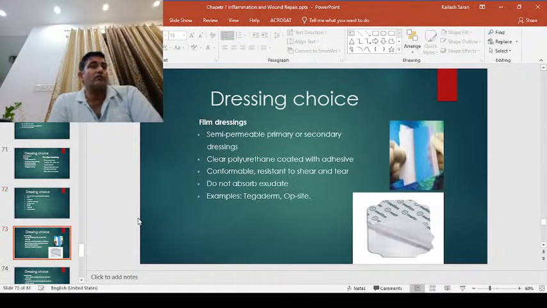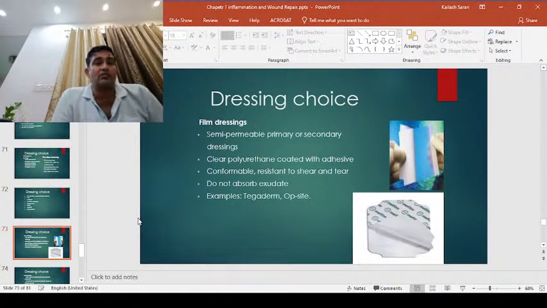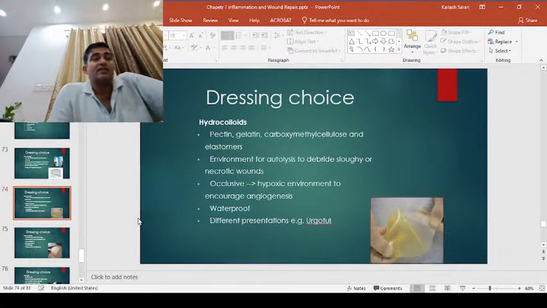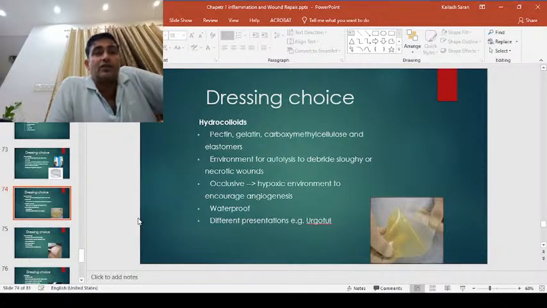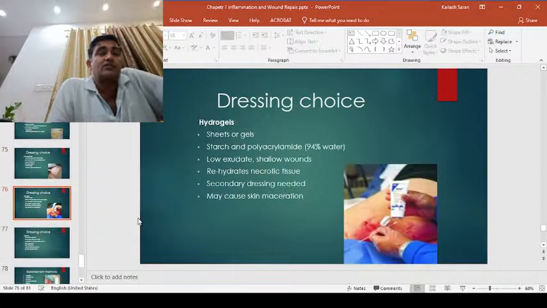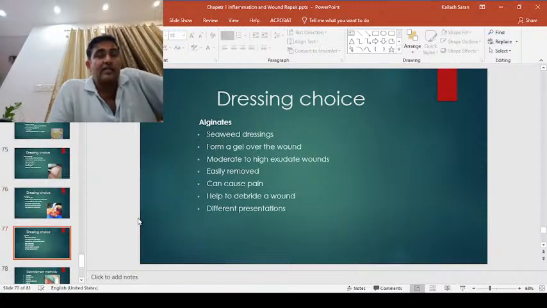Film dressings, this is an important question. They may give the diagram and ask what this is. Then the hydrocolloids: pectin, gelatin, carboxymethylcellulose. So this is for the sloughy wounds, so that's an important choice. This is foam dressing, it's semi-permeable. Important is hydrogel. Again, it's for low exudate, shallow wounds. Hydrogels have 94% water in them. Dressing choice.